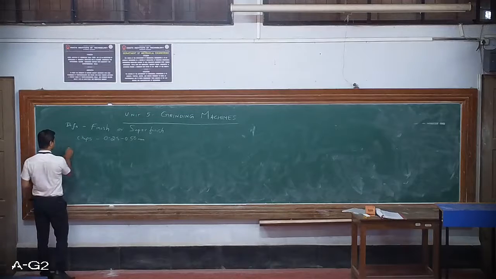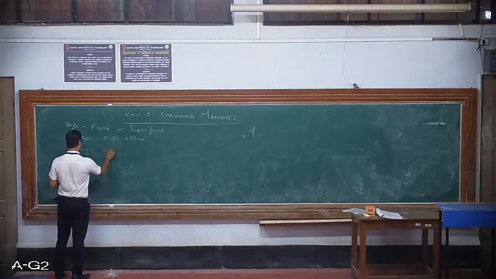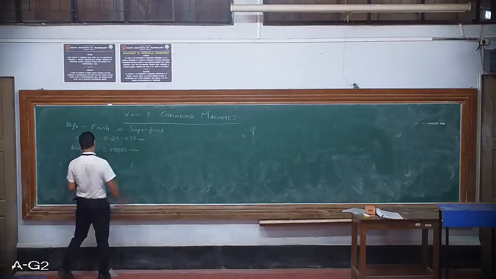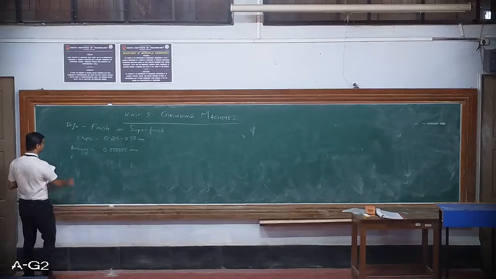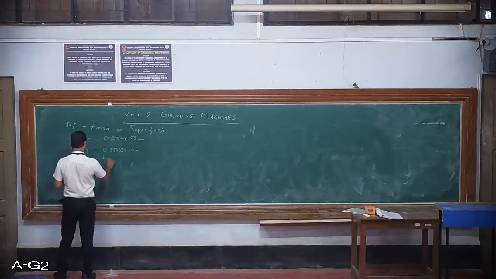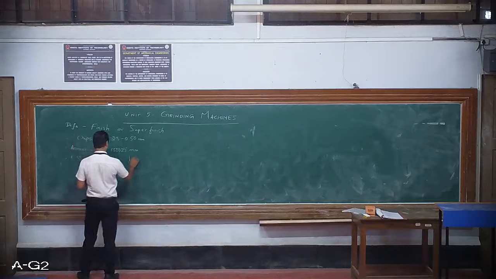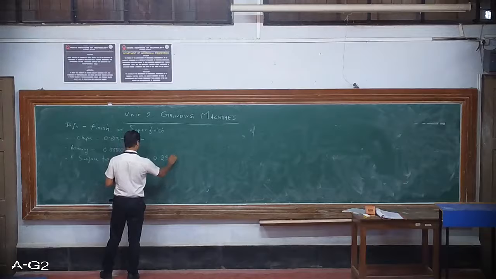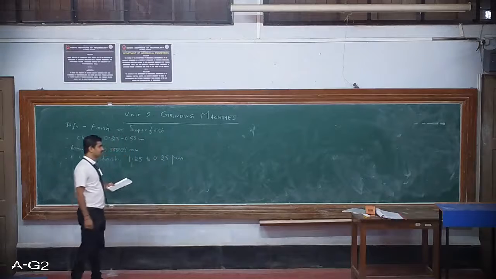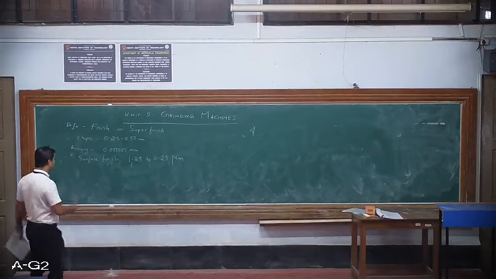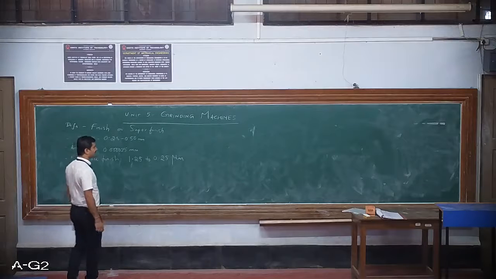Next, speaking about the accuracy. Accuracy of the grinding operation is up to 0.000025 mm. This much accuracy can be achieved. Then what is the finish that you obtain? The surface finish that you can obtain by grinding is 1.25 to 0.25 micrometer. This is the surface finish value that you can obtain. So a high finish can be obtained by using this operation, right?